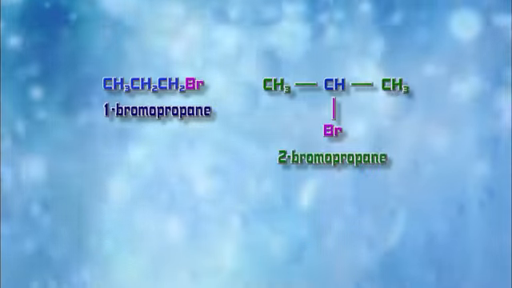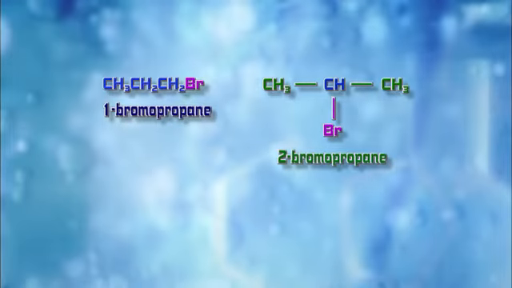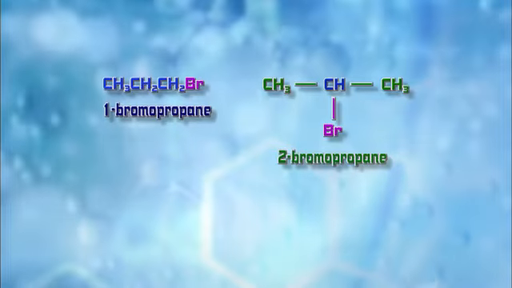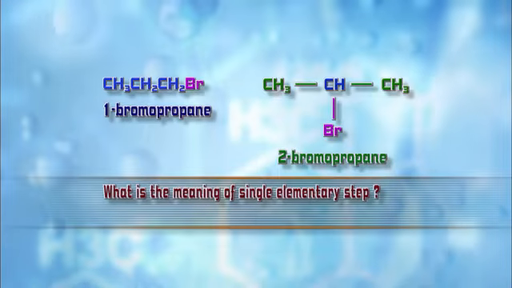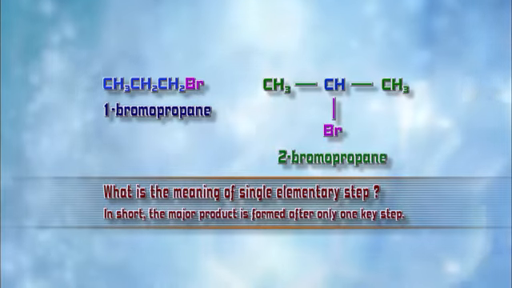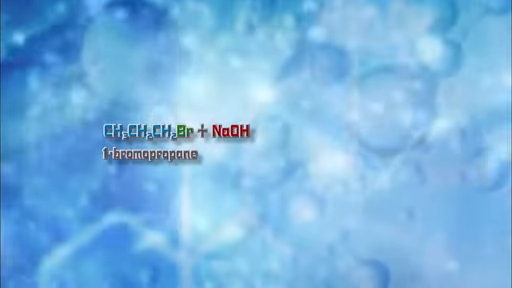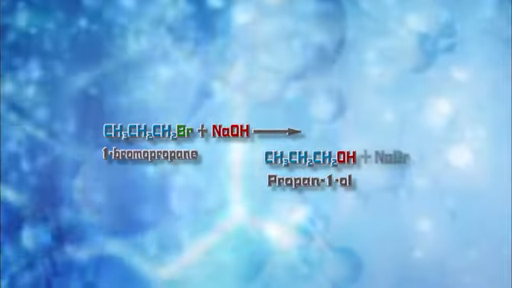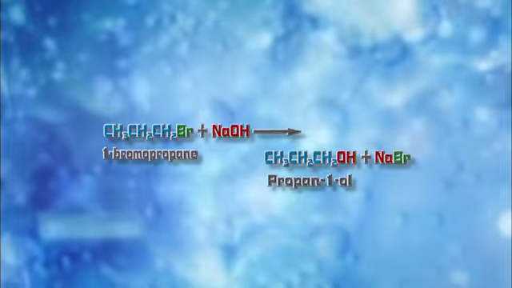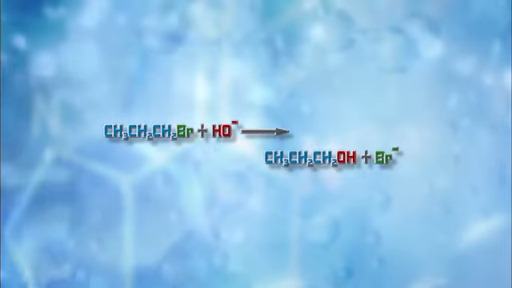The reaction mechanism for reactions between primary or secondary haloalkanes and sodium hydroxide can be represented by a single elementary step. What is a single elementary step? In a single elementary step, the major products are formed after only one key step. Revisit the substitution in which 1-bromopropane reacts with sodium hydroxide to form an alcohol, propanol, and sodium bromide. Convert the equation into an ionic equation.